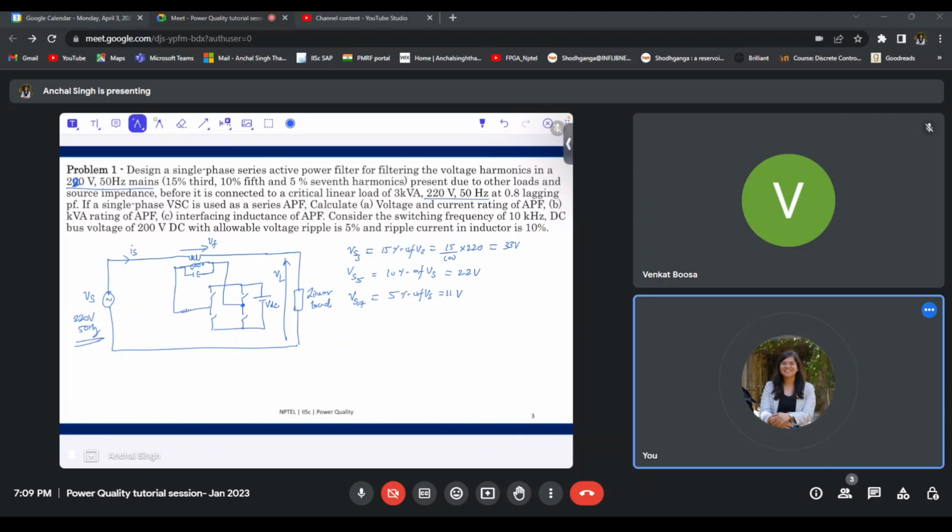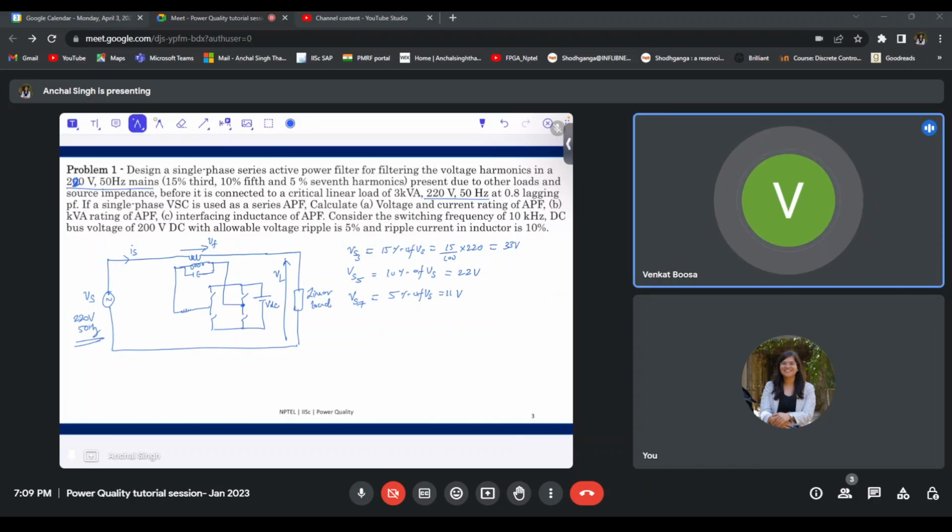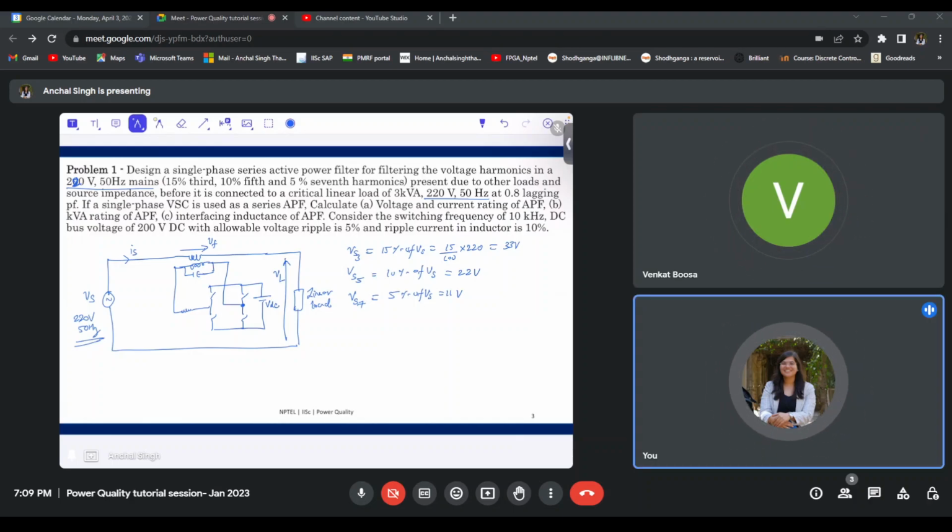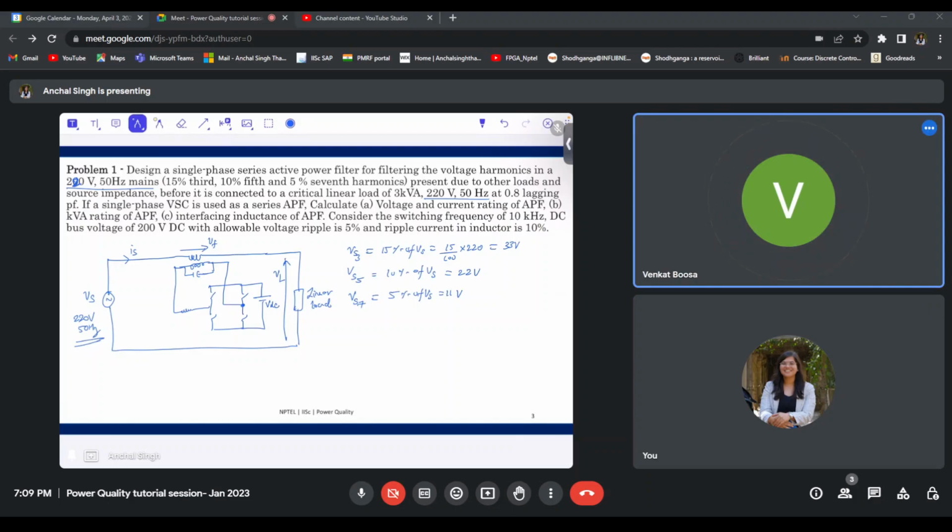Is it clear? Here the DC bus voltage is 200 volts, madam. Yes, the bus voltage is also 200 volts and the AC source voltage is 220 volt 50 hertz. The supply voltage is equal to the load side voltage.